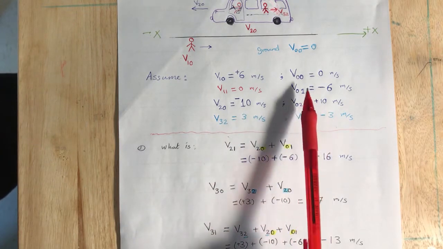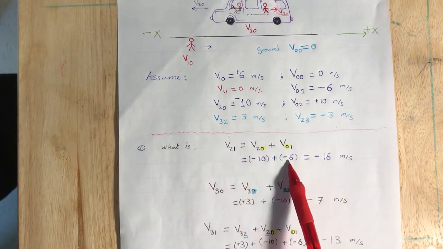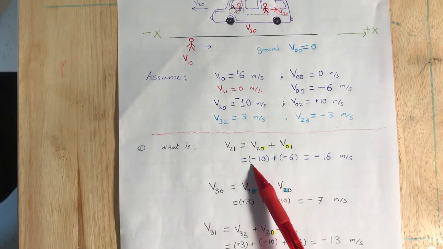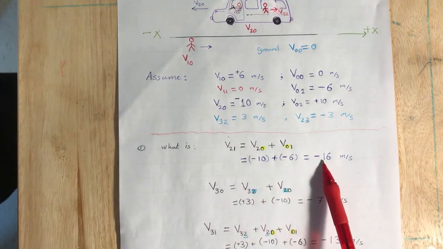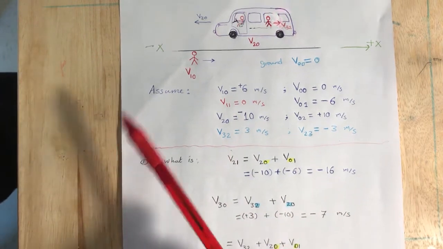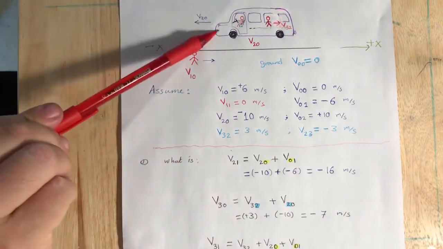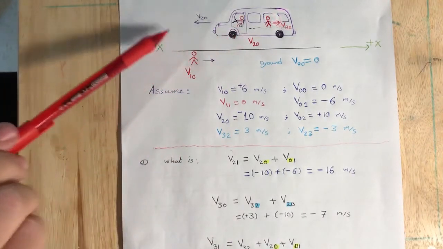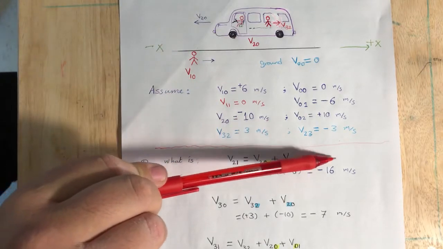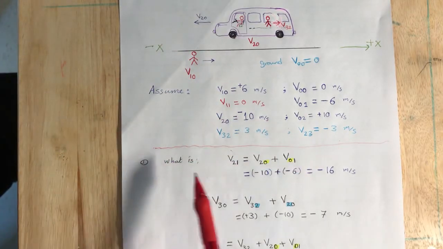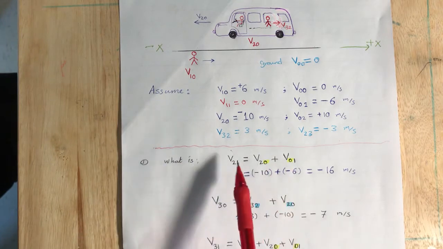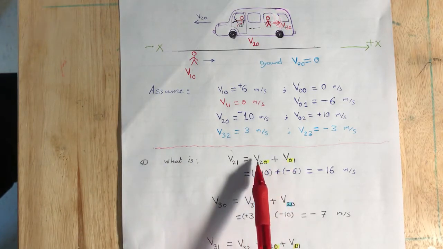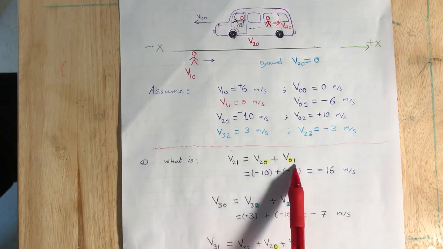V01 is negative 6, the velocity of the ground with respect to the person. Then the total velocity will be negative 16. So the person sees the bus moving in the negative x direction with negative 16 meters per second. If you look at the indices, I need V21, so look at these indices here.